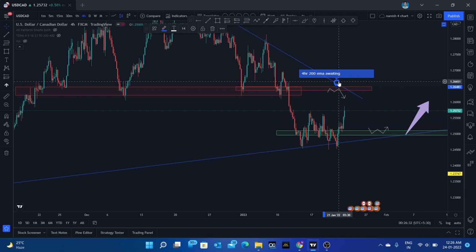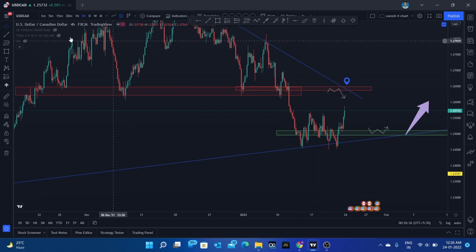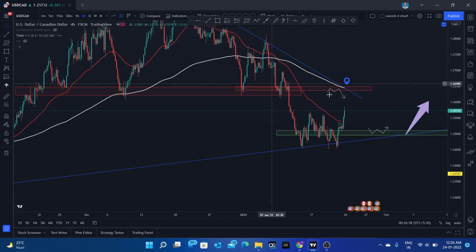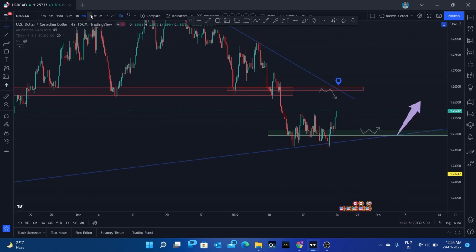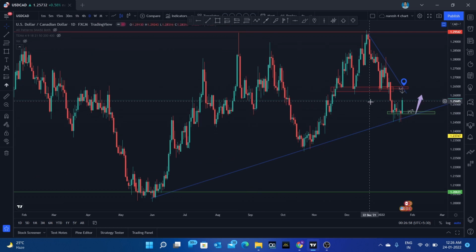I have also bookmarked here that we are having a 4-hour 200 EMA waiting. So this is a very good short entry, guys, because basically the 4-hour 200 EMA is very good. It will act as proper support and resistance. So you can look for short entries while it is hitting here, and basically you can take this as your target. But in the long term, I'm looking bullish on this, guys.